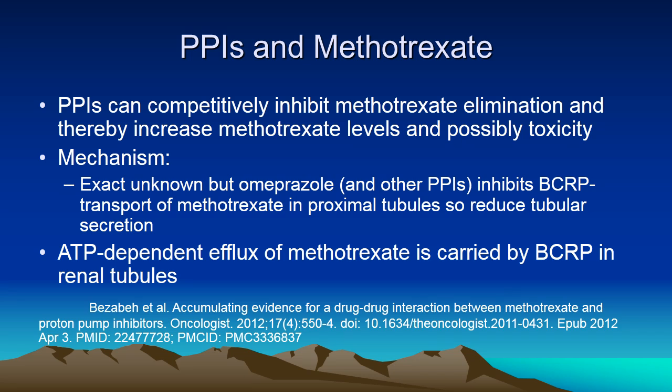Proton pump inhibitors and methotrexate are an example of an interaction of these two drugs at the level of the kidney. Proton pump inhibitors competitively inhibit methotrexate elimination and thereby increase methotrexate level and possible methotrexate toxicity on bone marrow. The mechanism remains to be elucidated, but there is an inhibition of breast cancer resistant protein transport of methotrexate in proximal tubules. So there is reduced tubular secretion and a greater amount remains in the body. As we know, BCRP is involved in ATP-dependent efflux of methotrexate. Therefore, carrier transport function is inhibited.